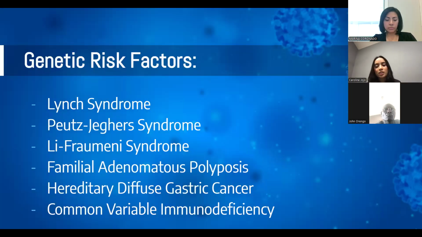There are also specifically genetic risk factors, which are things that aren't about your lifestyle. So things such as Lynch syndrome, Peutz-Jeghers syndrome, Li-Fraumeni syndrome, familial adenomatous polyposis, hereditary diffuse gastric cancer, and common variable immunodeficiency are all things that you would inherit from your family.